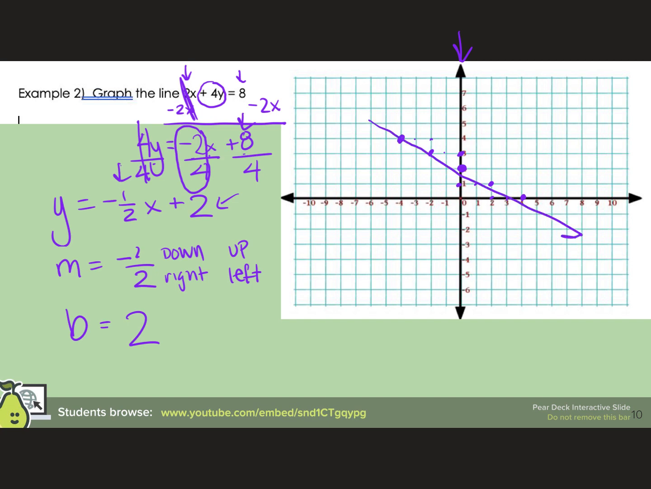Get comfortable. Sorry, I did not do that well. Get comfortable going either direction, okay? Sometimes you might have to go a certain direction because you don't have room on the graph, like our last one. So that's our second example.